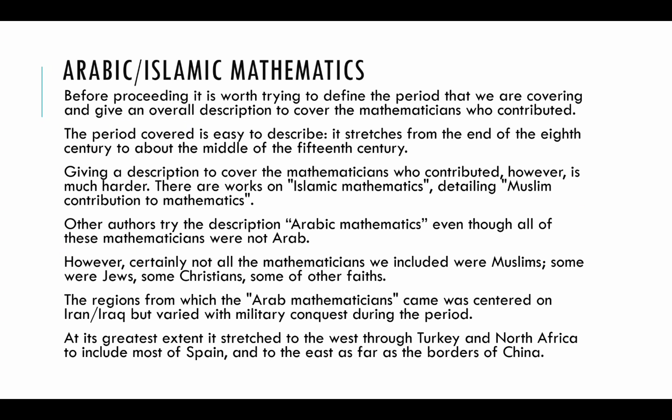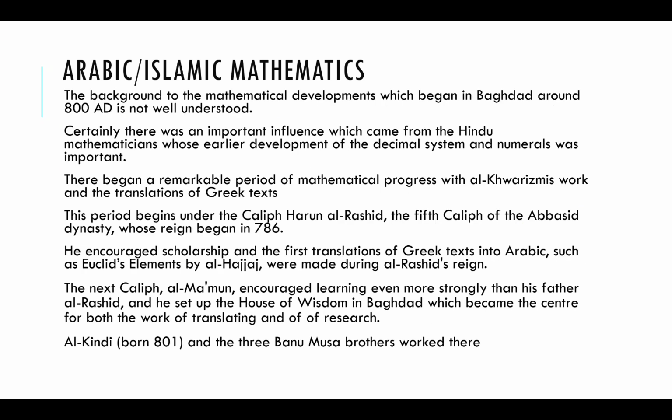The regions from which the Arab mathematicians came was centered on Iran, Iraq, but varied with military conquest during the period, which was very true of the Mesopotamia time frame. At its greatest extent, it stretched to the west through Turkey and North Africa, to include most of Spain, and to the east as far as the border of China. The background to the mathematical developments which began in Baghdad around 800 AD is not well understood. Certainly there was an important influence which came from the Hindu mathematicians, whose earlier developments of the decimal system, yep, we had it before the 800 AD, was important.